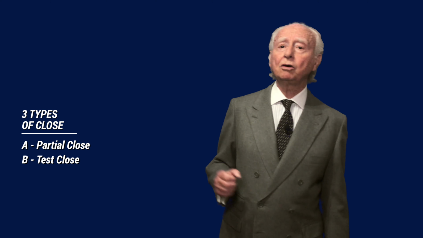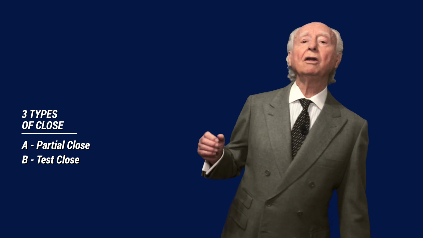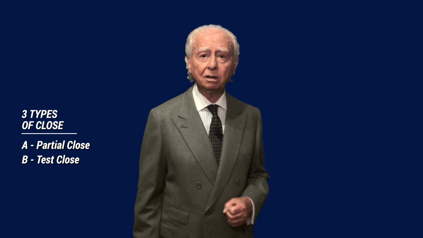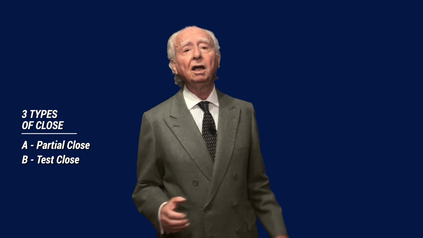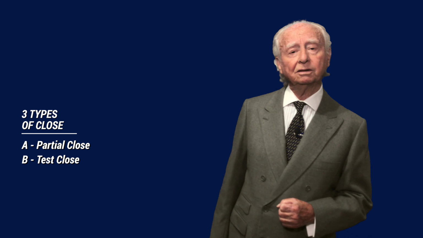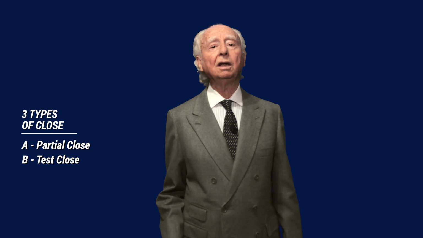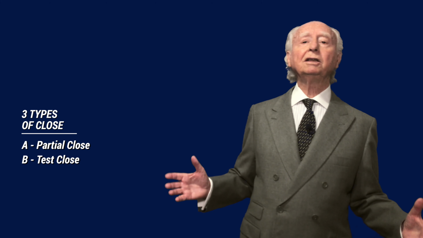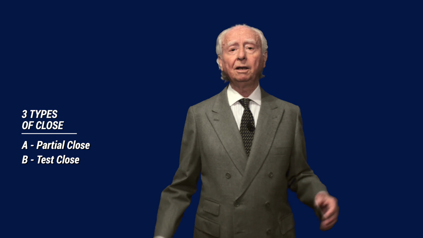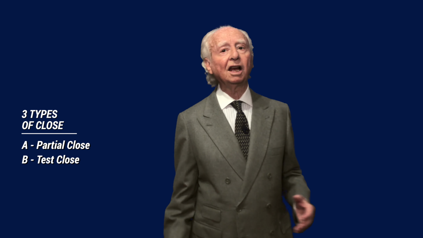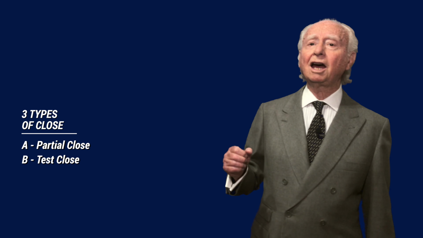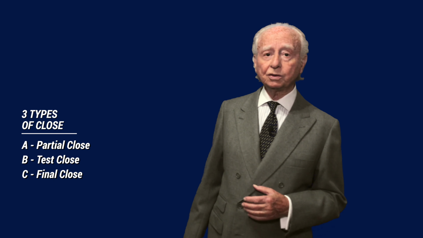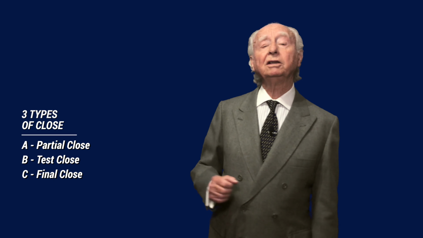B. Test close, which serves to know the client's temperature as far as the purchase is concerned, and also serves to remove any hidden objections. A test closing is taking the deal for granted, knowing that it is probably not done. But with it, we see the client's reaction and act accordingly. And C. The final closing, our main objective.